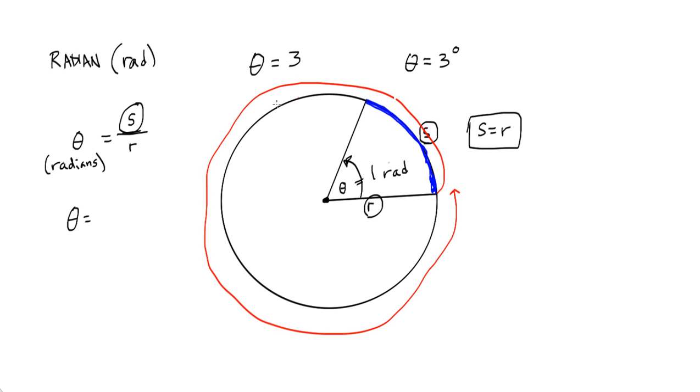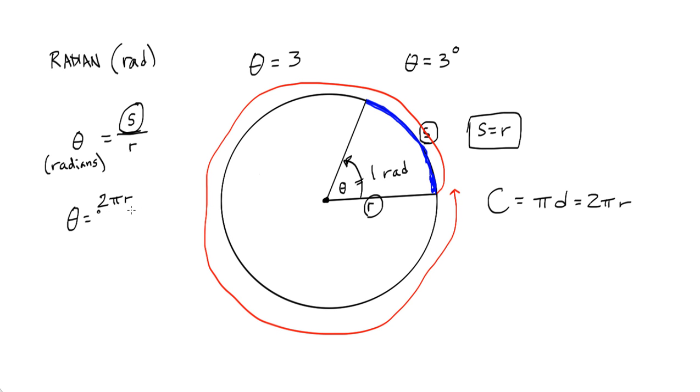The length of this line going all the way around the circle is the circumference of the circle, isn't it? And if you know your formula for circumference for a circle, you know that it's either pi times the diameter or 2 pi times the radius. The circumference of a circle is pi times the diameter, or since the diameter is 2 times the radius, 2 pi r. And hopefully you learned that in geometry.